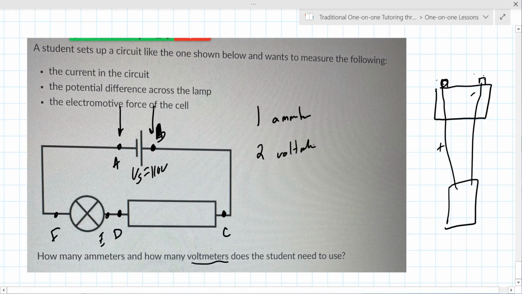But in full disclosure, you would just move your voltmeter and you would move your ammeter. But I think they're saying if you want to measure them all, if you want to have everything connected at one time.